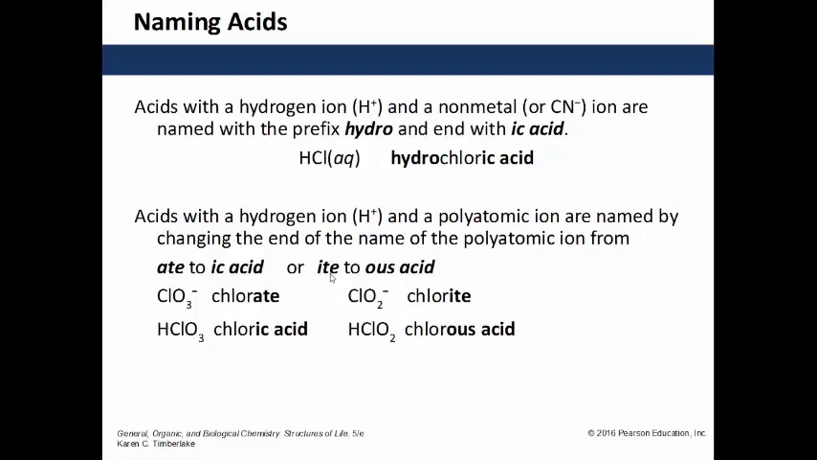If the ending of the polyatomic ion is ite, that gets changed to ous, and then acid. So for this example, this is chlorite. So if you add a hydrogen ion to it, you get chlorous acid. So all you're really doing is changing the ending, either from ate to ic or ite to ous.